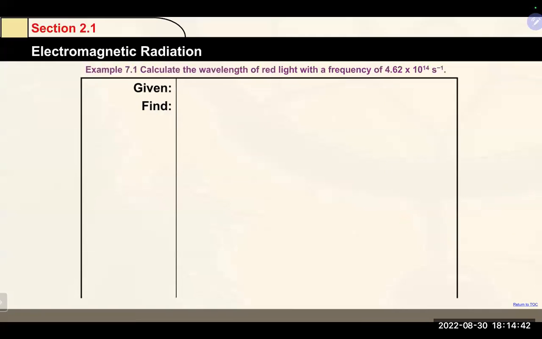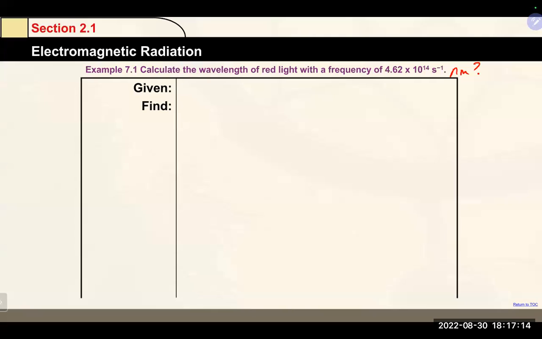So I want to try one here. Calculate the wavelength of red light with a frequency of 4.62 times 10 to the 14 reciprocal seconds. Make sure your calculators work. I would give it a try, so you're not surprised.